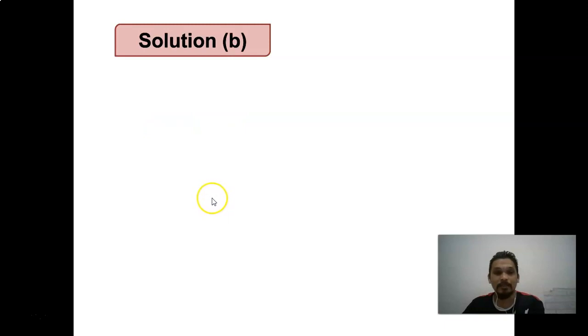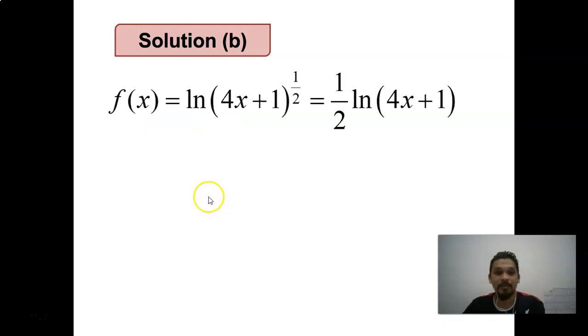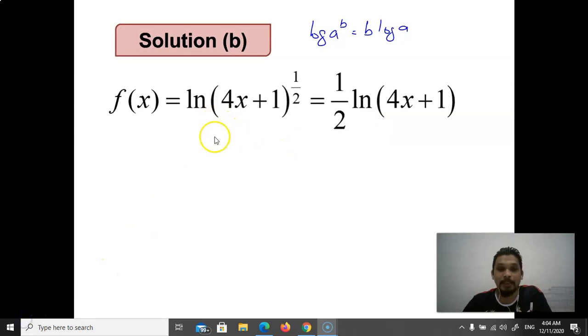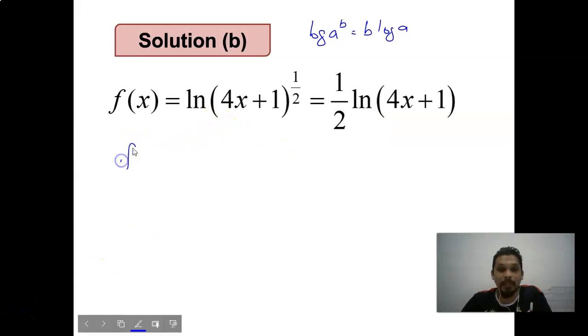Okay, next. What about this one here? f(x) equal to natural log of (4x plus 1) to the power of half. So using the log rule, log a to the power of b equals b log a. So bring this b to the front, it equals half natural log of 4x plus 1. Let's begin now, where f prime x equals, this is just a constant, 1 over 2.